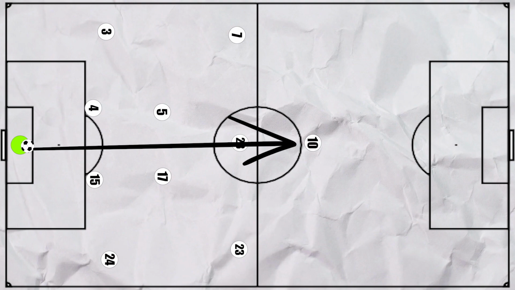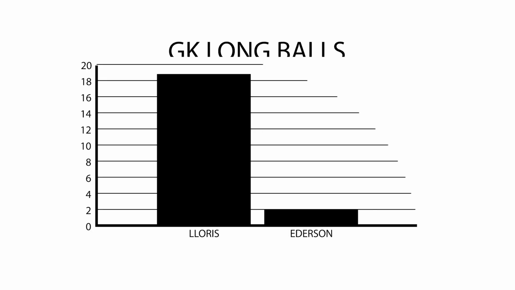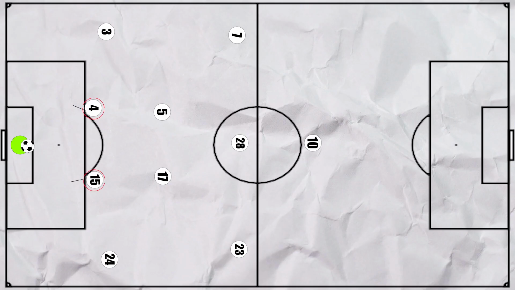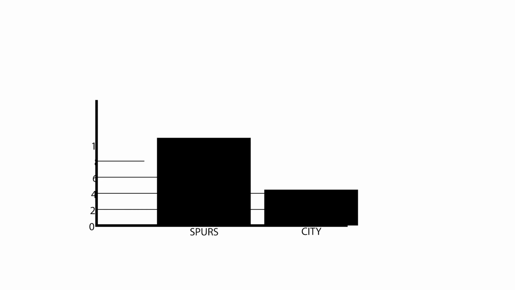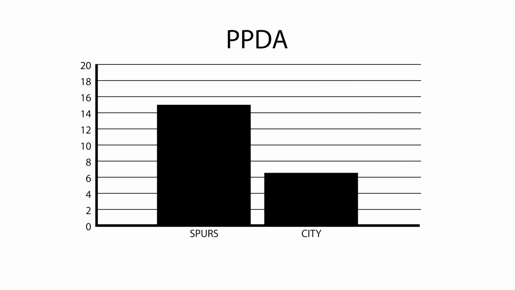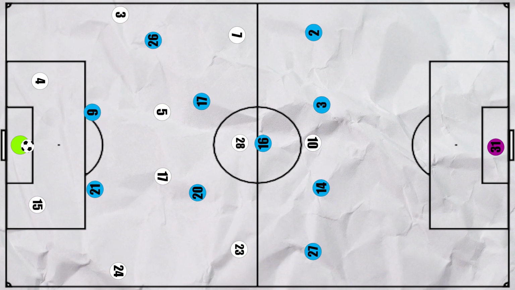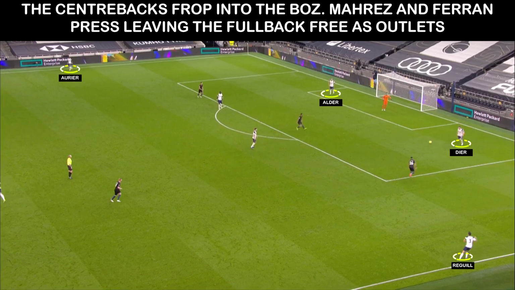Now, what did Spurs do on the ball? When necessary, they could go long immediately, with Lloris attempting 19 long balls compared to Ederson's 2. But when playing out, they would drop both centre-backs into the box, with the full-backs pushing higher and wider. City pressed much higher, with a lower passes per defensive action of just 6.5. One of the wingers would often push up alongside Jesus to pressure the backline, but this often meant that the Spurs full-backs were easy outlets.